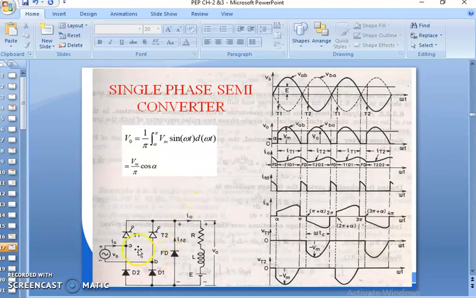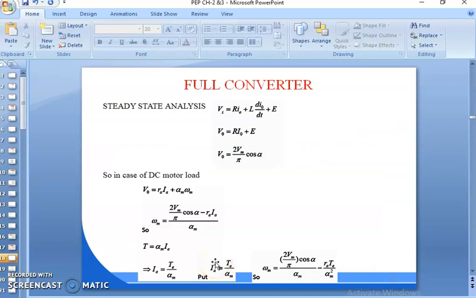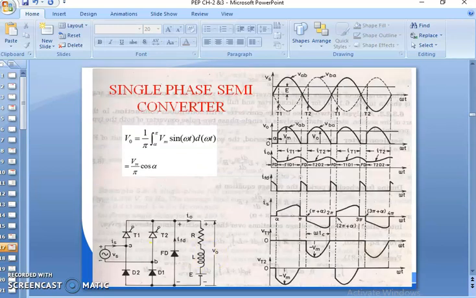In that case, the circuit comprises one pair of thyristors T1 T2, one pair of diodes D1 and D2, and a freewheeling diode FD also connected across the load. The load, which is nothing but the RLE load, is connected here. And T1 T2 are arranged in the upper portion of the bridge circuit, and the diode pair is connected in the lower part of the arm of the bridge circuit.